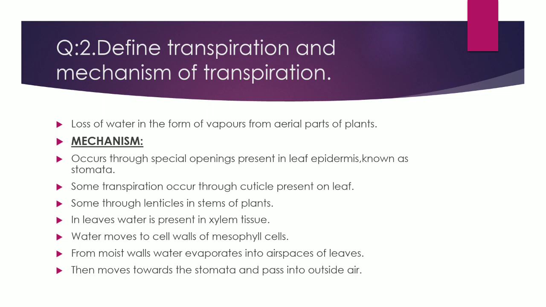So in leaves, water is present in xylem tissues, as you all know, because xylem is responsible for the transportation of water. Then the water moves to the mesophyll cells, to the mesophyll tissues of the leaves. From the moist walls, the water evaporates into the air spaces of the leaves, and from these spaces it moves towards the stomata and passes outside into the air.